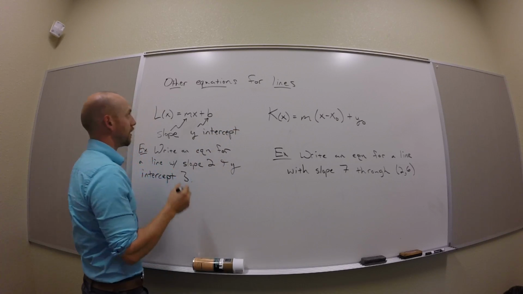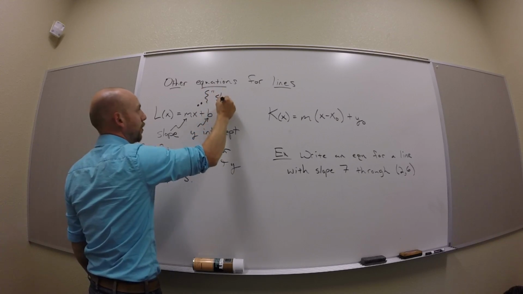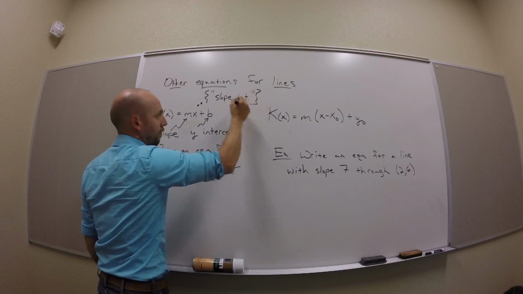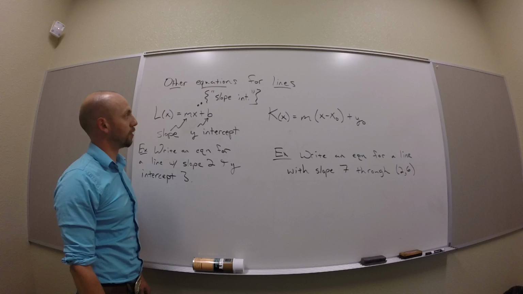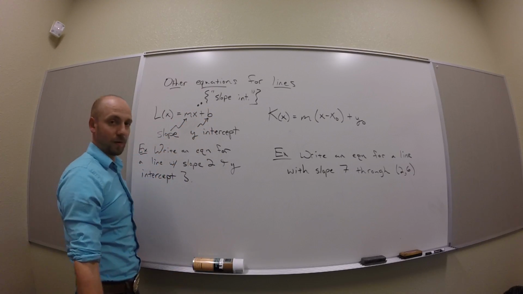So creatively enough, we call this thing slope-intercept form. Cool? So that's our usual, right? Our usual is slope-intercept form, and that's because we can just read the slope and the intercept off of it.